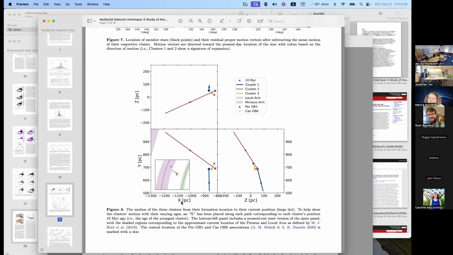Great. Any other questions about the star formation results? Right then, and then let's see.